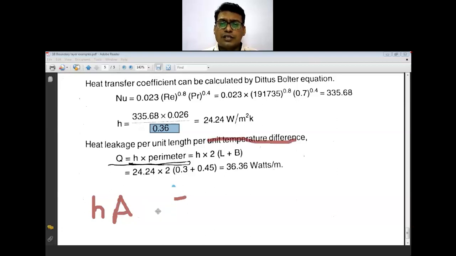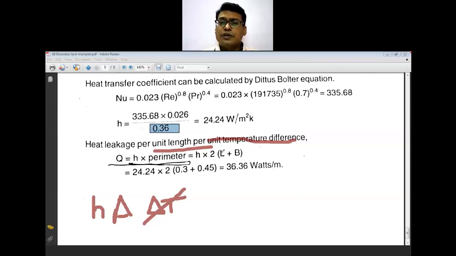So delta T is taken on this side. Now area, that is per unit length, that has been mentioned. So only the surface area, that is the perimeter into the length, that will be the surface area. Perimeter into the length will be your surface area. So 2 times the length plus breadth into the length.